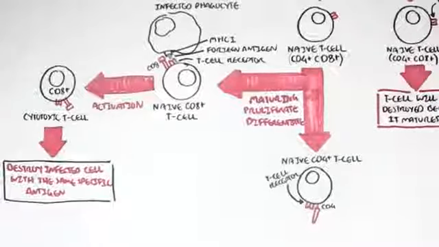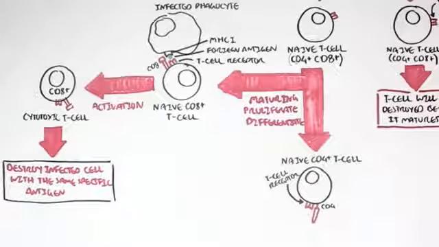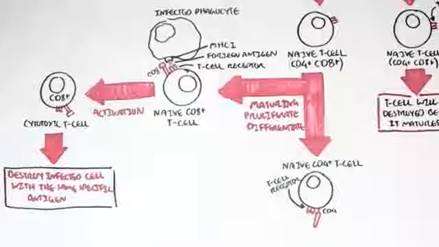So CD8 T cells kill infected cells. That is their goal when they're activated. So what about naive CD4 T cells?